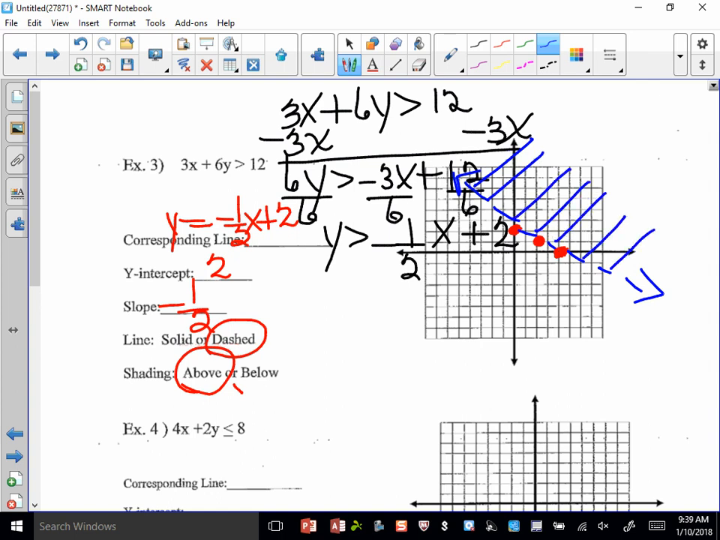Is 0, 0 a solution here? No, it's not. It's not in the shaded region. And any points along the dashed line would also not be a solution. So I'm going to do one more.